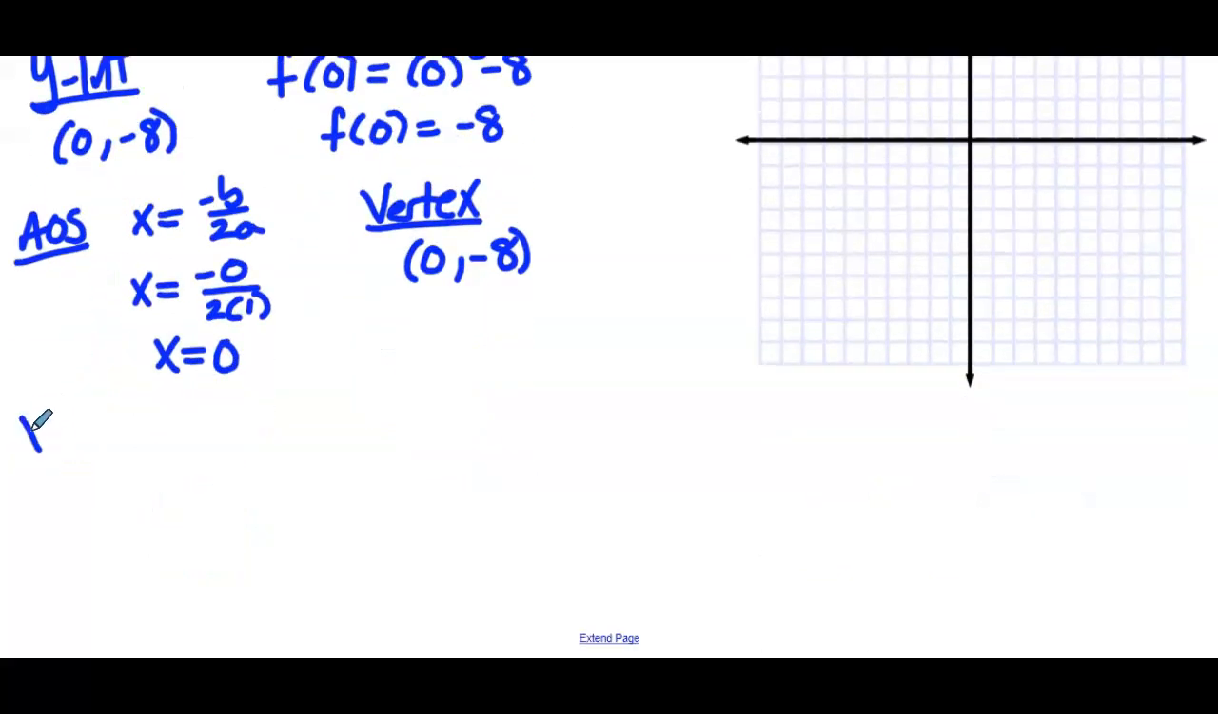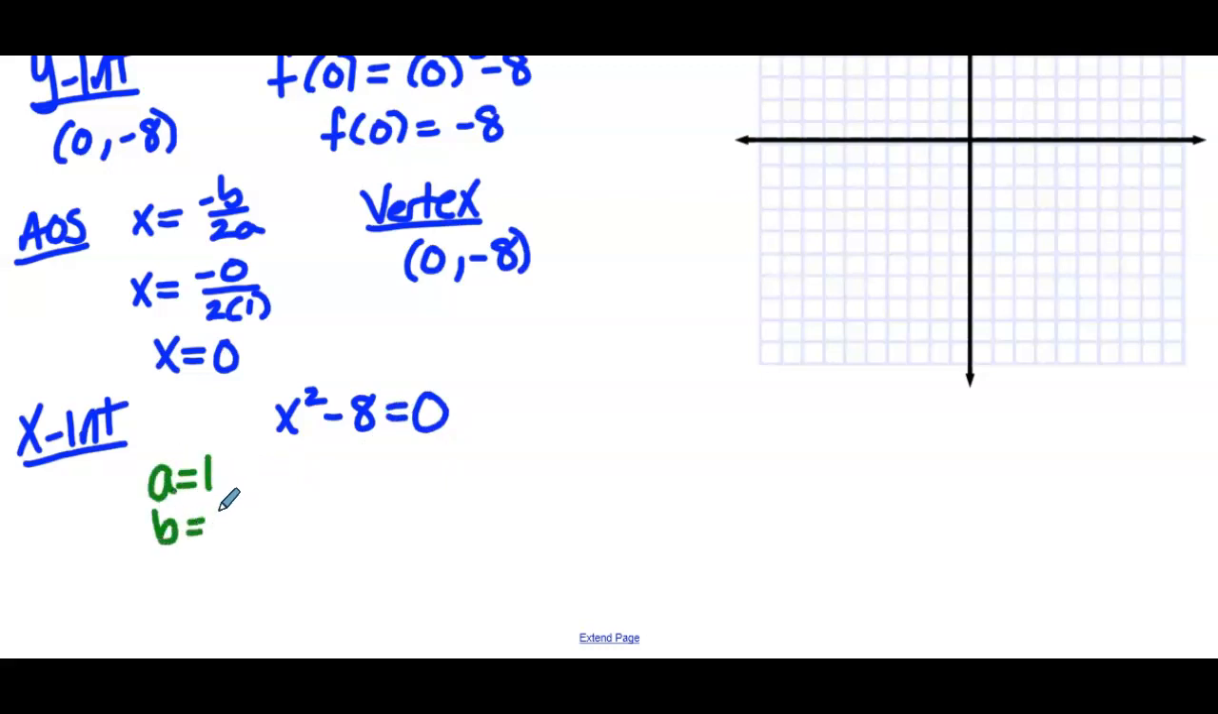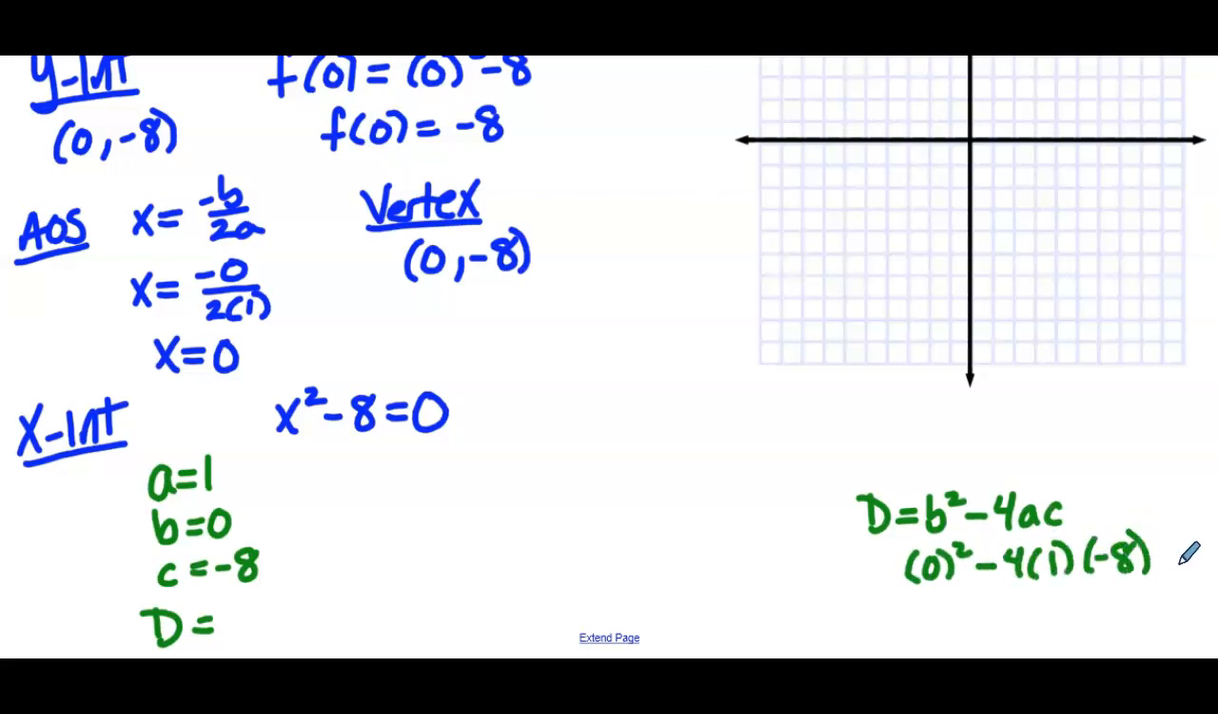Now we're going to find the x-intercepts. So we have x squared minus 8 equals 0. Since we cannot factor this quadratic equation, we're going to have to solve it with the quadratic formula. So a is 1, b is 0, c is negative 8, and we need to find the discriminant. So I'll do that over here. Remember, the discriminant is b squared minus 4ac. So we have 0 squared minus 4 times 1 times negative 8, which is going to be positive 32.